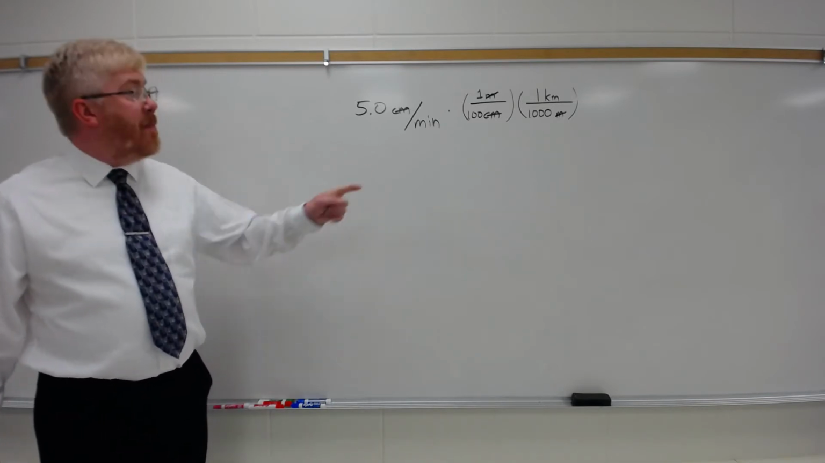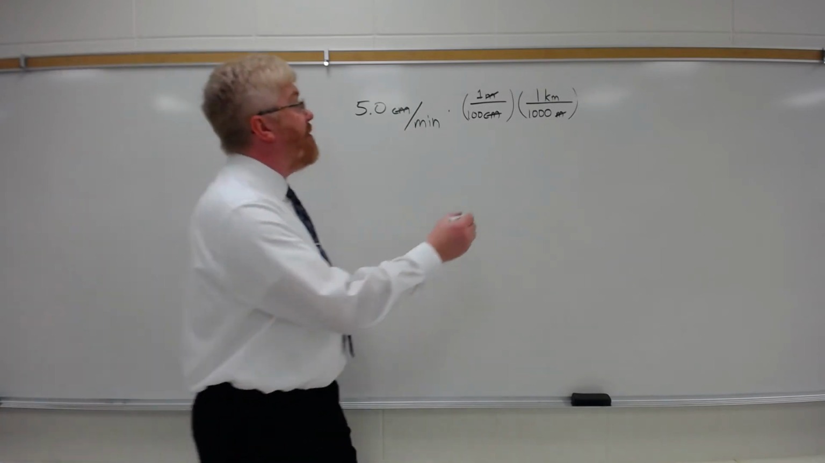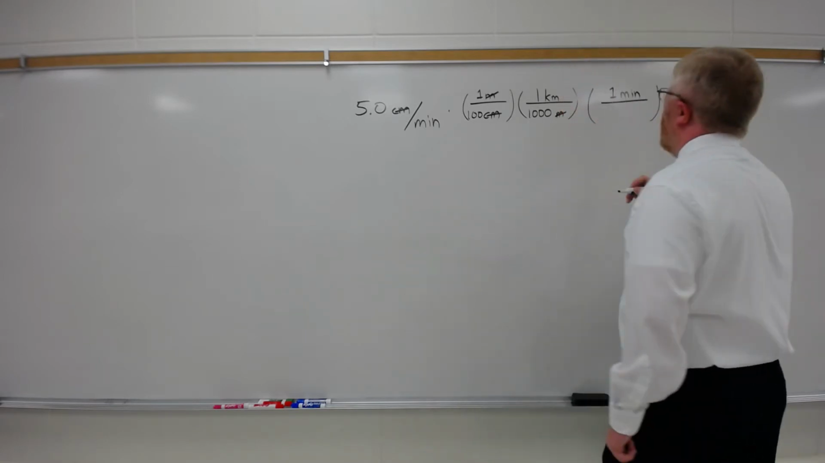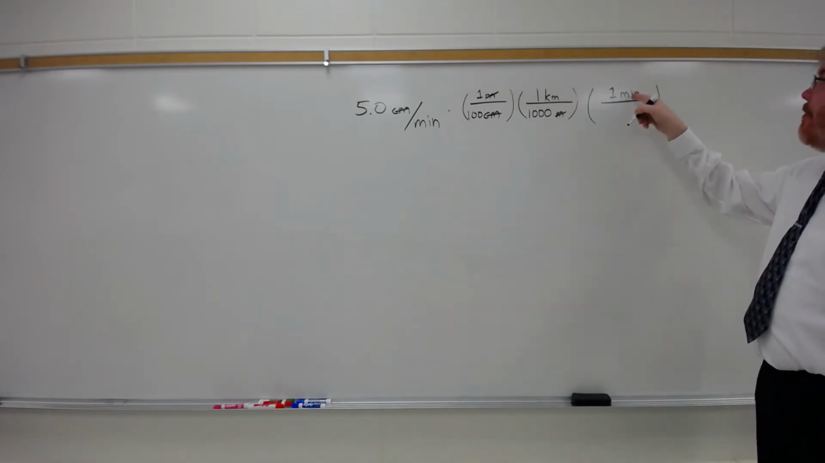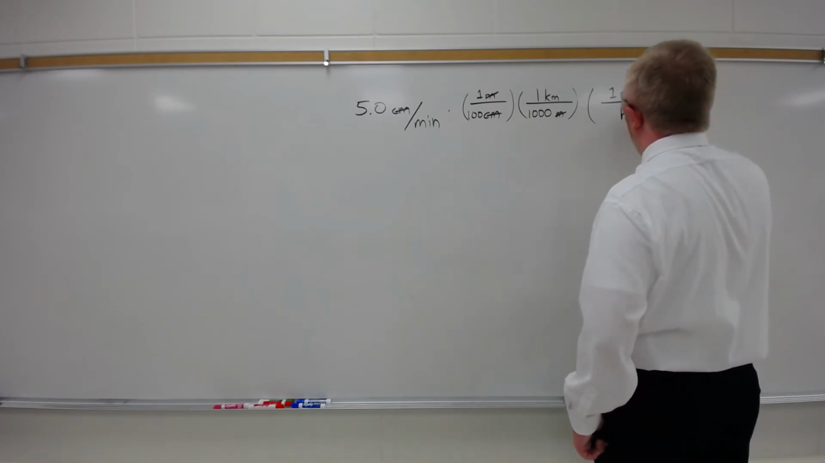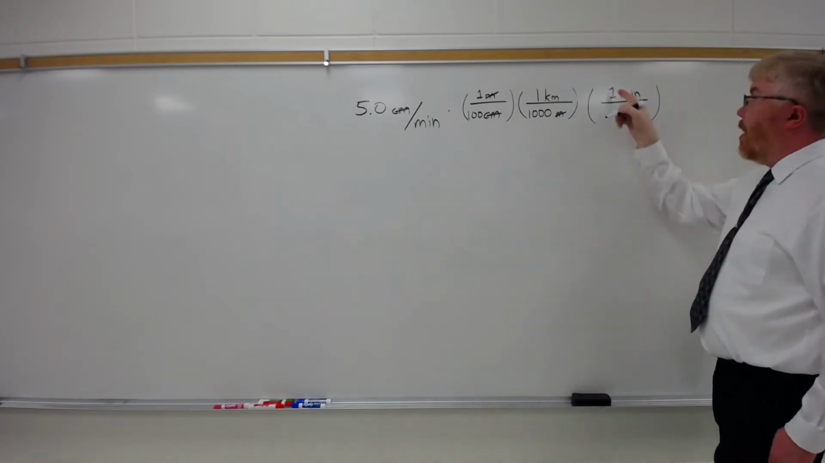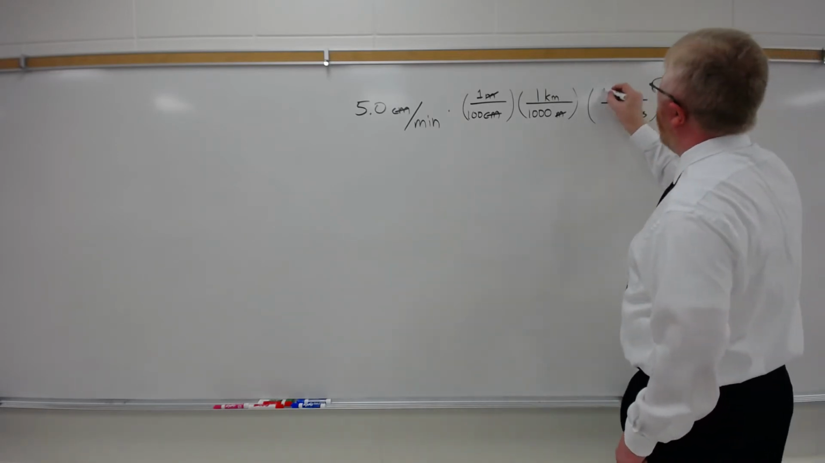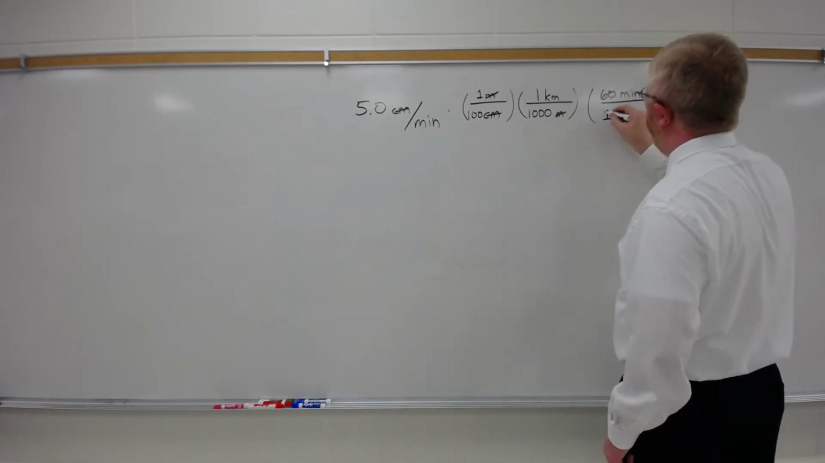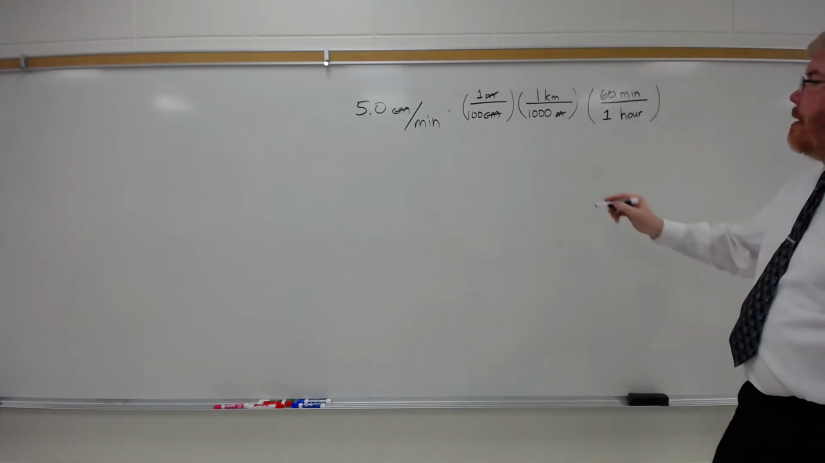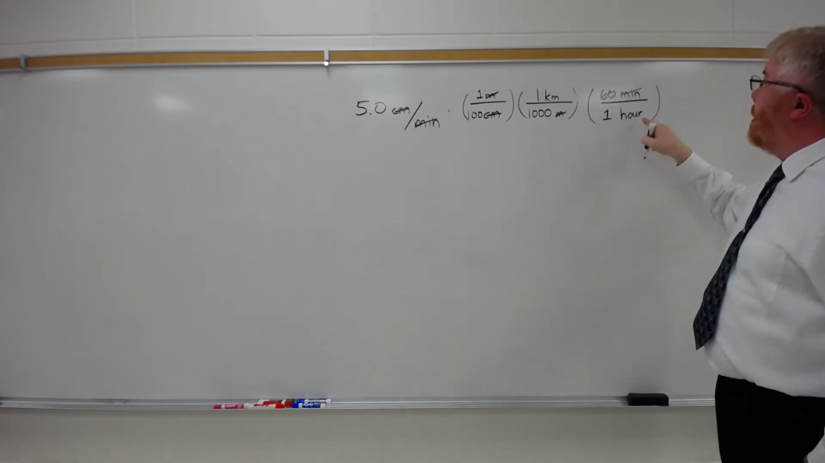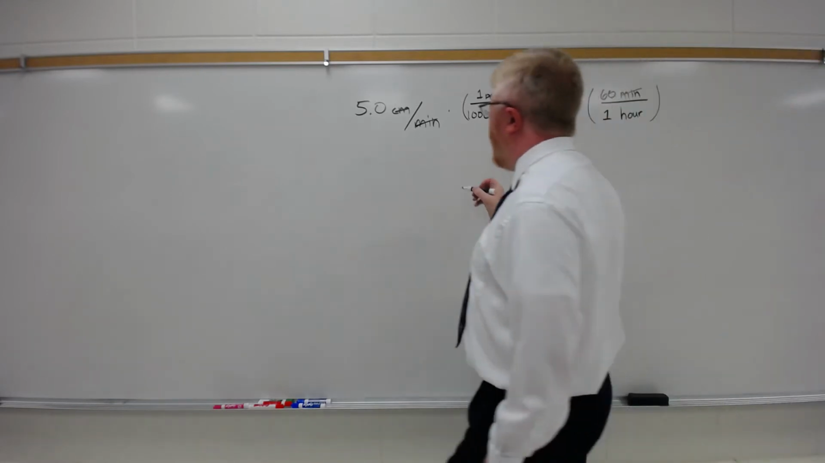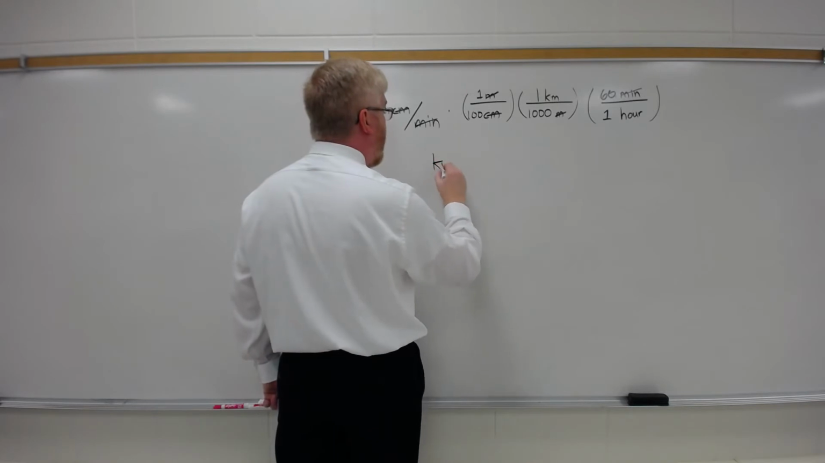Now I have to get rid of minutes, but minutes is in the denominator here. So I have to multiply, put 1 minute. Oh, actually that won't work, will it? Because I want to go from minutes to hours. And 1 minute is, I don't know how many hours that is, but I do know that 60 minutes is 1 hour. So minutes cancel here, leaving behind hours. So the units I have left is kilometers in the numerator, hours in the denominator. So this will be equal to so many kilometers an hour.